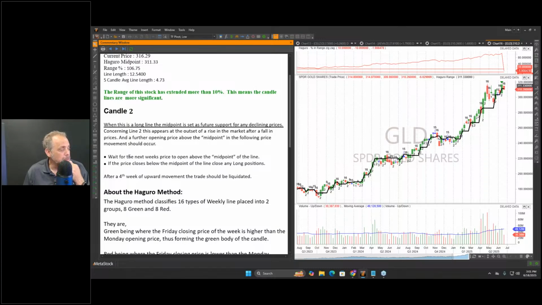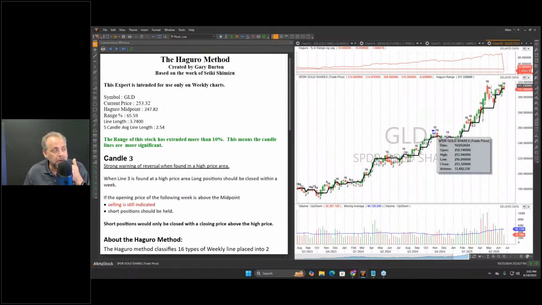Okay, wait for next week's price to open above the midpoint of the line. If the price closes below the midpoint of the line, close any long positions. So that's how we use it as support and resistance. If we're going up, we're going to be seeing a lot of 2s. Okay, once we close down below the midpoint, that would be an exit sign for us. Okay, now I said the 15s were more important, and that's why they're blue. The 15s and the 3s, very doji-like candles. Like here's one right here before it pulled back a little bit.